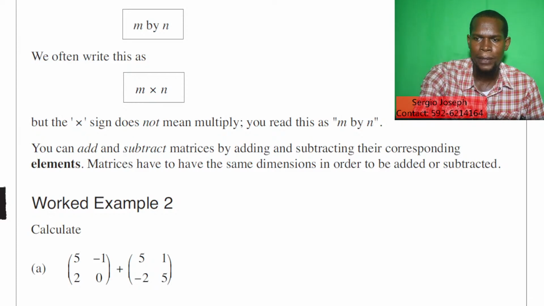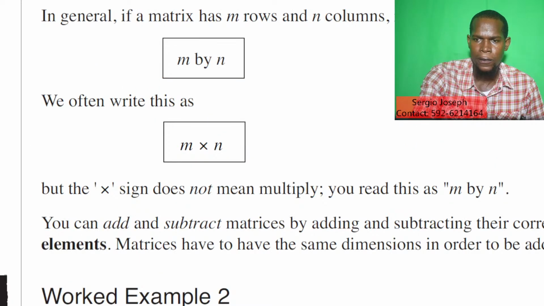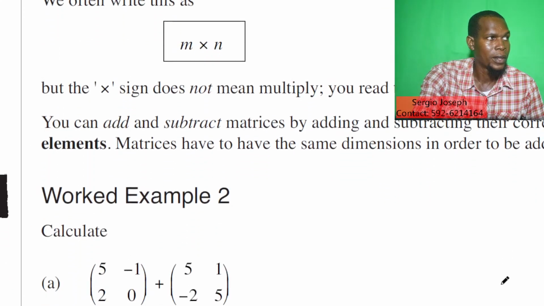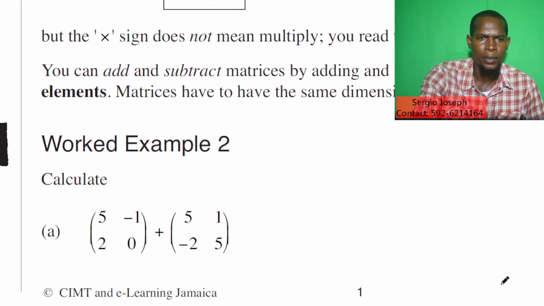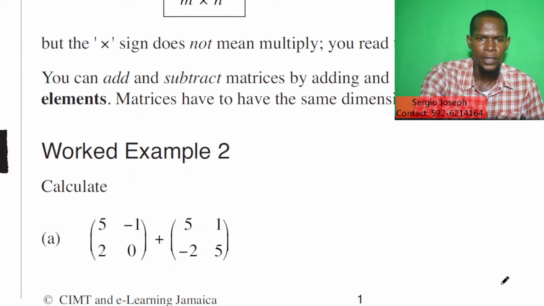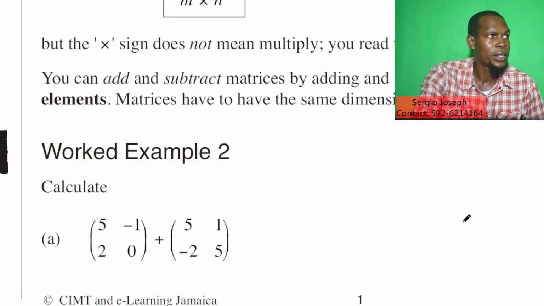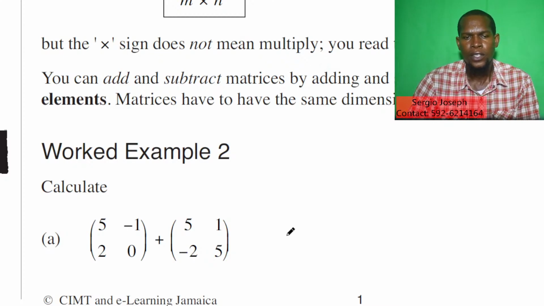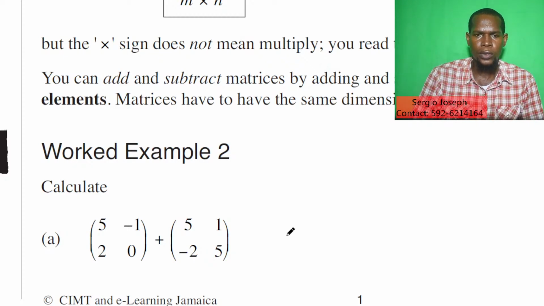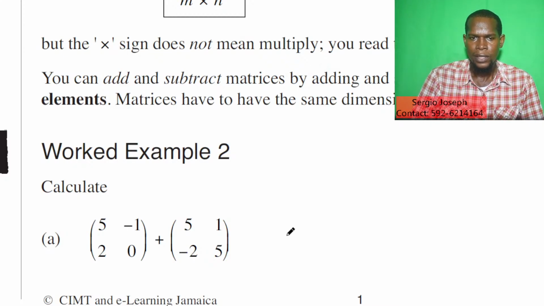Okay, let me zoom it up a little bit more. So I'm going to zoom. So let's look at this now. Notice here that we have two 2 by 2 matrices that need to be added.